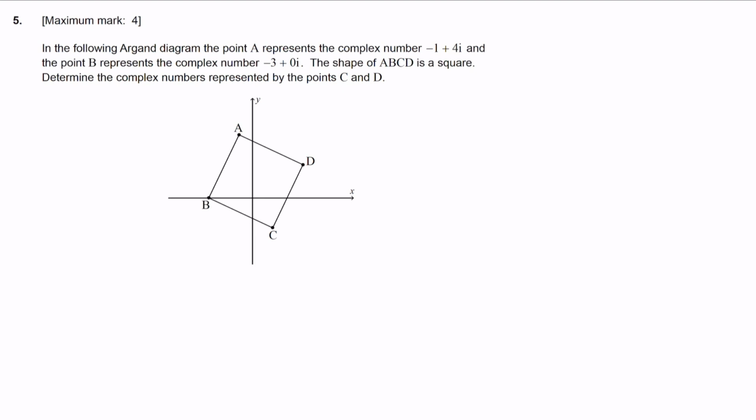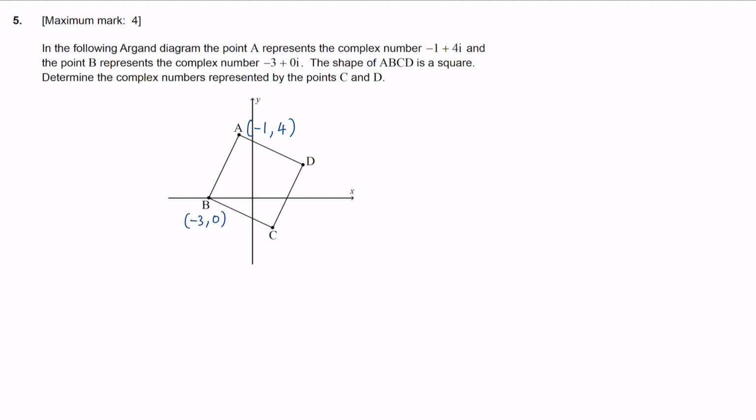Okay, this is May 2017 HL paper, time zone 2, paper 1, question 5. In the following Argand diagram, the point A represents the complex number -1 plus 4i. Alright, so it has the coordinates (-1, 4). Okay, and the point B represents the complex number -3 + 0i. So this is (-3, 0).